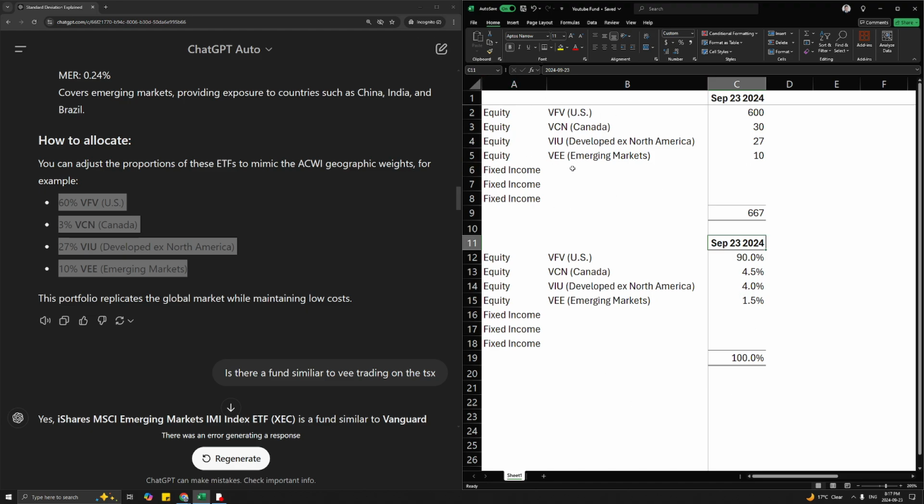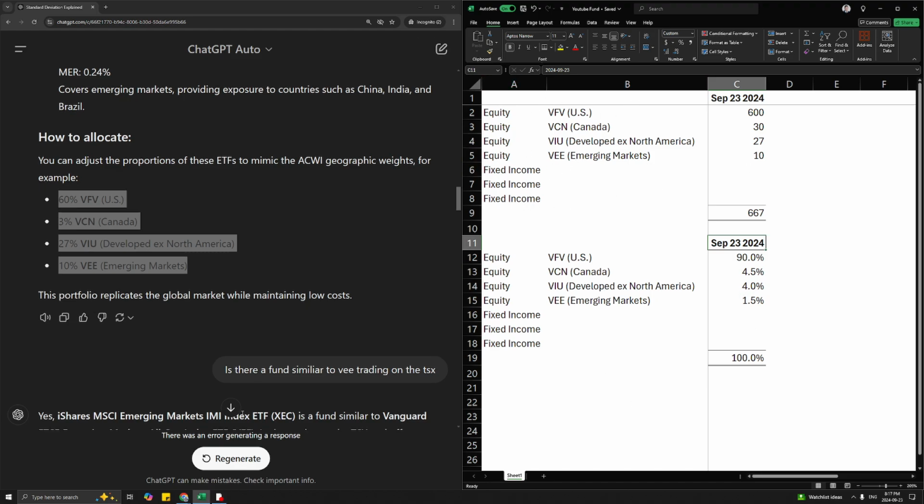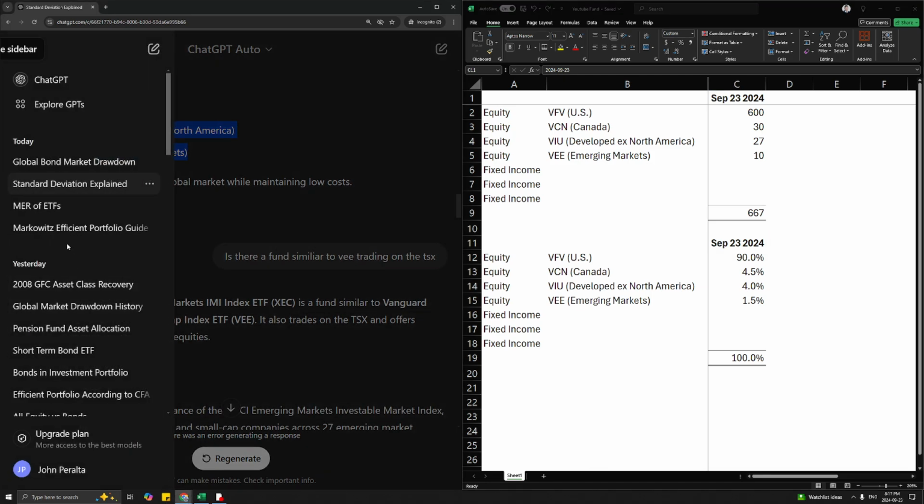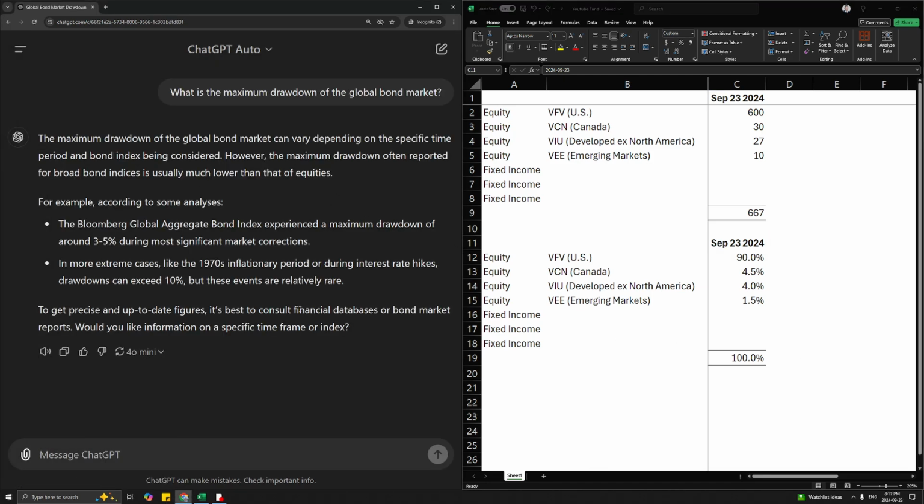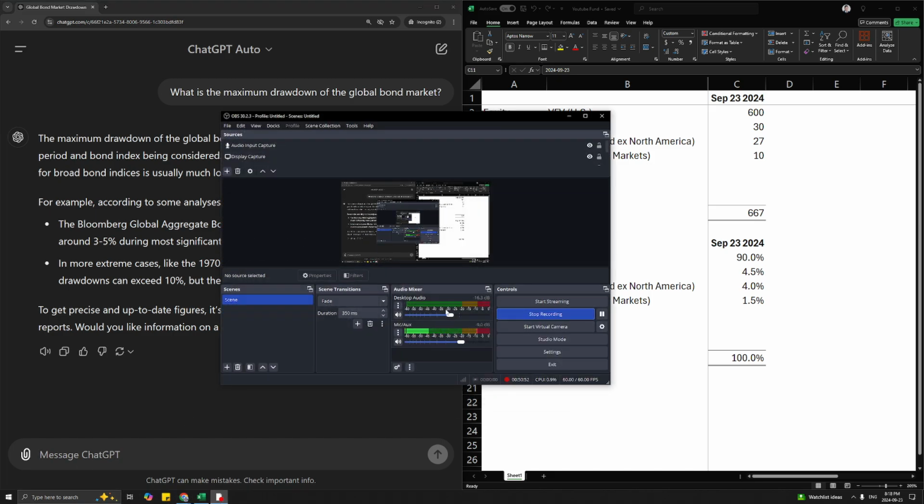So now I'm gonna find some fixed income portfolios. So let's find those. Fixed income. How much time do I have left? I'm trying to go to the gym. 50. All right.